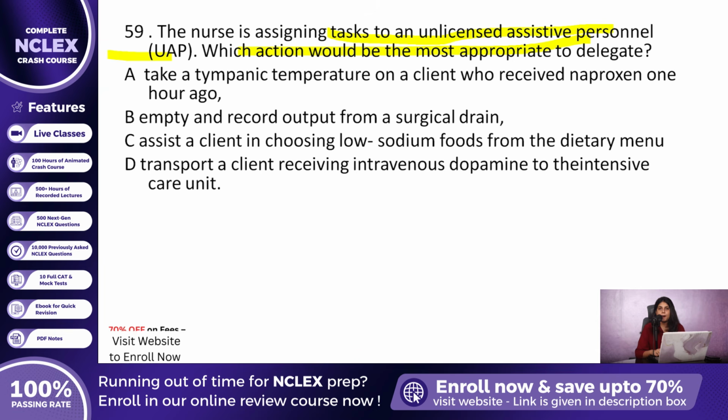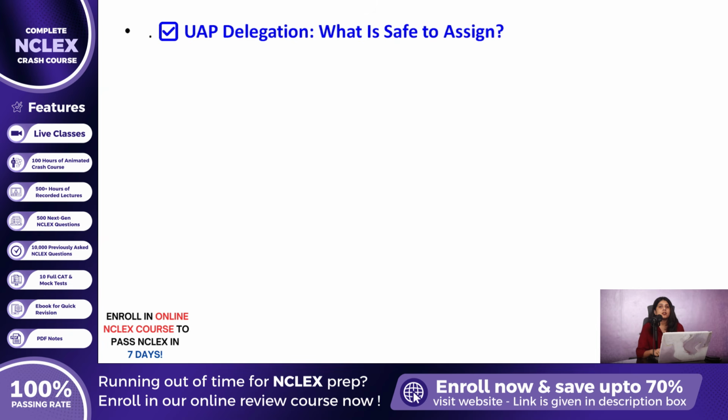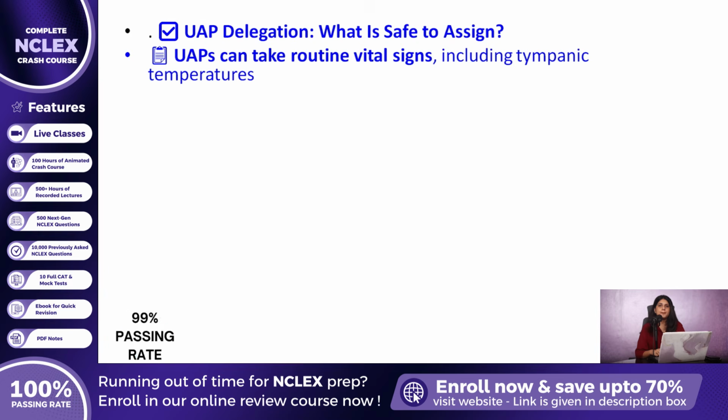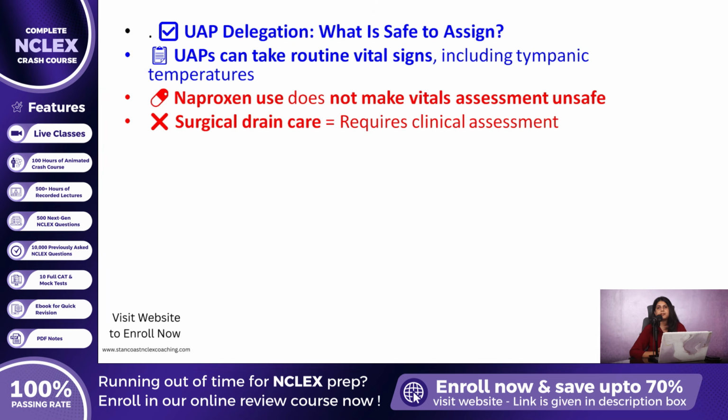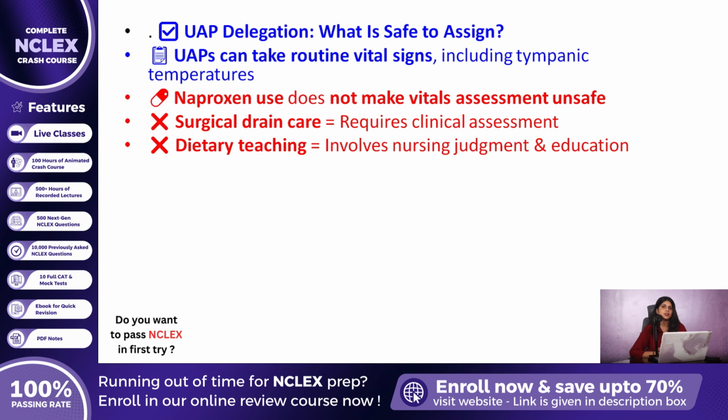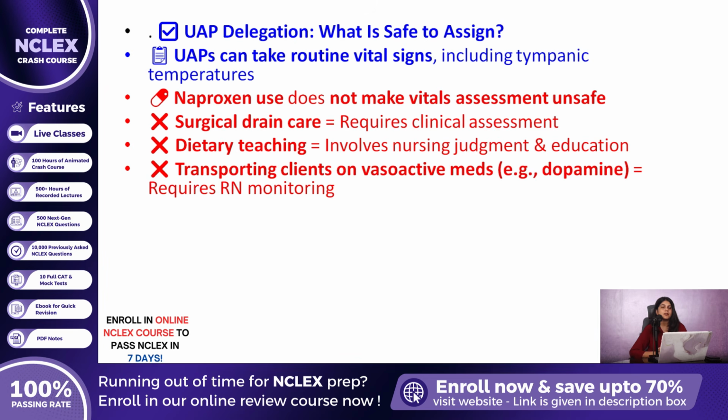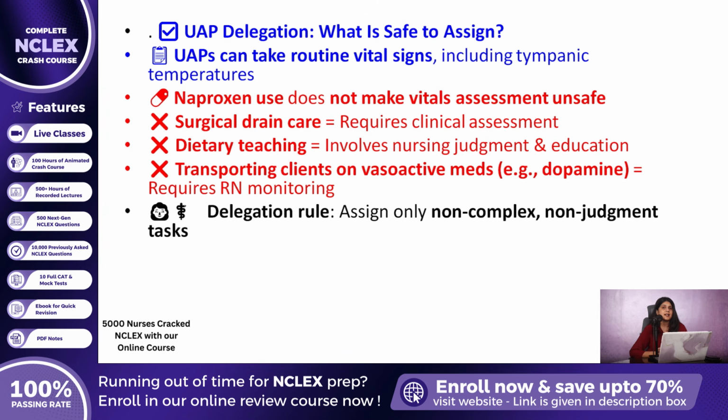The correct answer is option A, take a tympanic temperature on a client who received naproxen 1 hour ago. UAPs are qualified to obtain routine vital signs, including tympanic temperatures, and the administration of naproxen does not make this task unsafe. In contrast, surgical drain management involves clinical assessment, dietary teaching involves decision-making and patient education, and clients on vasoactive medications like dopamine require close monitoring during transport by a licensed nurse. Remember, only non-complex tasks that do not require clinical judgment should be delegated.